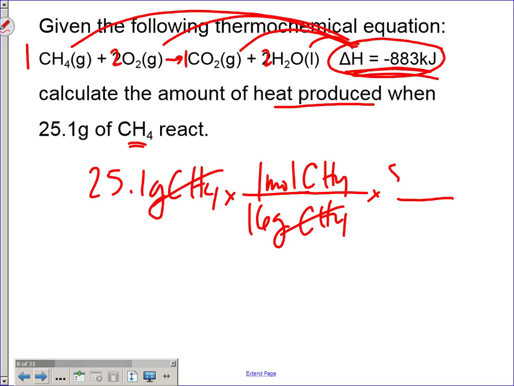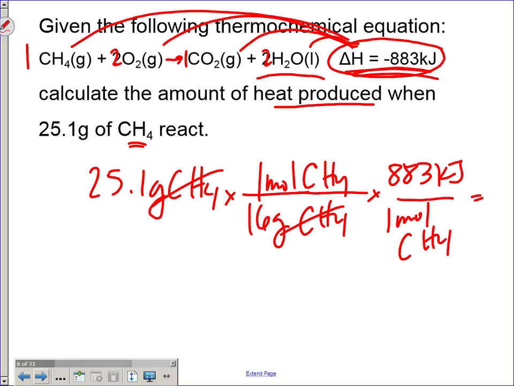So I'll put the 883 right here. Kilojoules per what? Per 1 mole of CH4. Because that would be different if it was like 25 grams of water produced, right? We convert water to moles of water, and then if it were talking about water, what would we put down here? For every 2 moles of water, it would be related to the compound at hand.